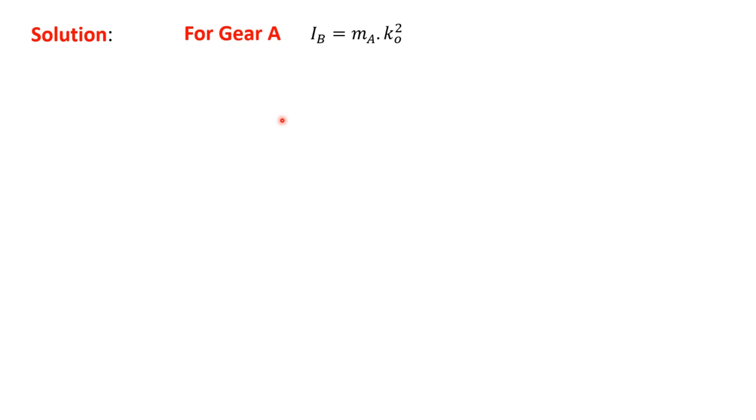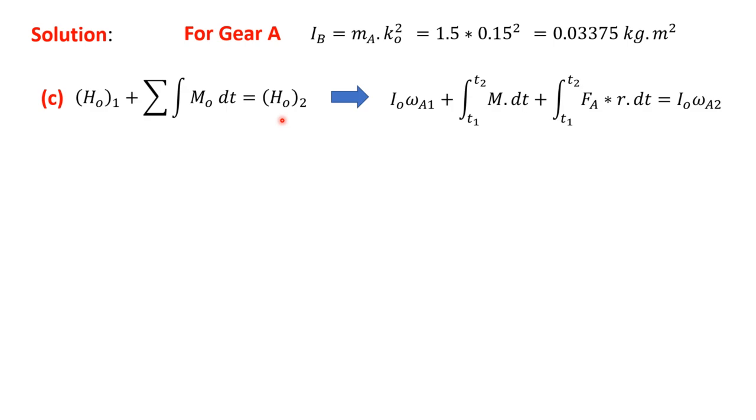First, start to calculate the IB, which is going to be the mass multiplied by the radius of gyration squared. So this will be simply equal to 1.5 multiplied by 0.15 squared, and this will give me 0.03375 kilogram meter squared. Now we are going to apply the equation for the momentum. We said that the HO1 is the IO omega A1. The HO2 is going to be the IO multiplied by the omega A2.